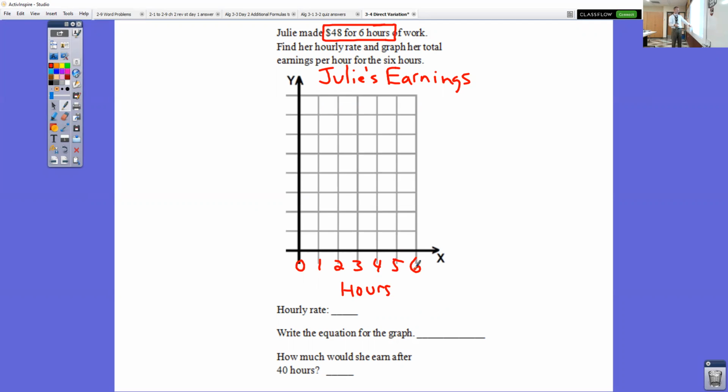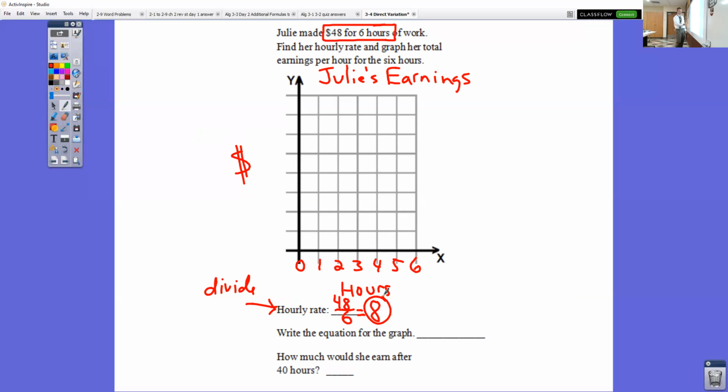So now we need to find her hourly rate. The amount of money she makes, that's going to be our label for the y-axis here going up. When we go to find her hourly rate, you always find the hourly rate by dividing. You're always going to divide to find the hourly rate. So she made $48 for 6 hours. So when we go to find her hourly rate, 48 divided by 6, she is making $8 per hour.